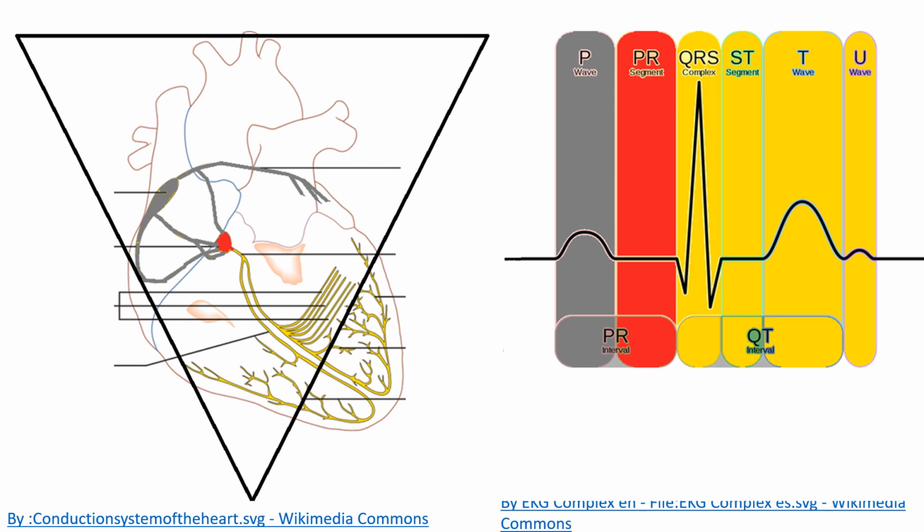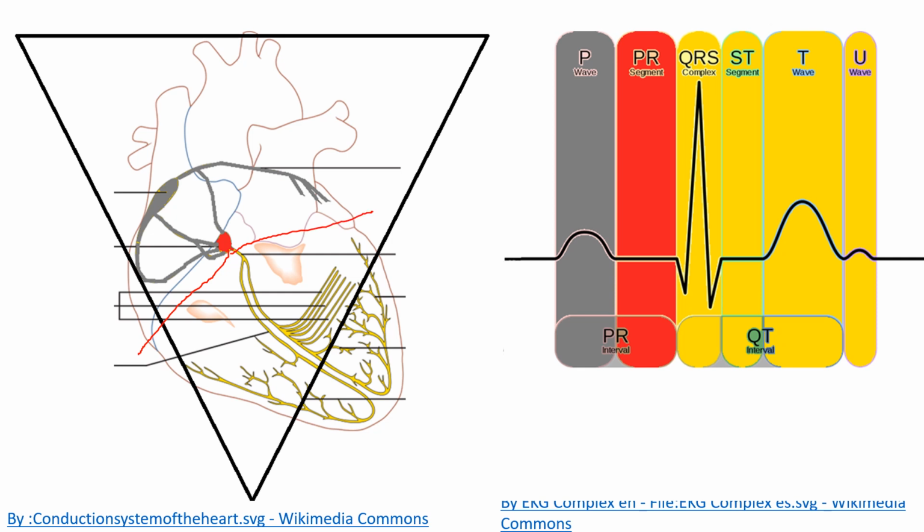So let's talk about our idioventricular rhythms. The beautiful name describes exactly what's going on, right? Idio, we don't know why this is happening, and ventricular is coming from the ventricles. So we're going to separate our heart into the atria and the ventricles.